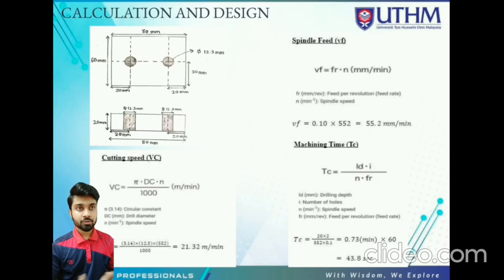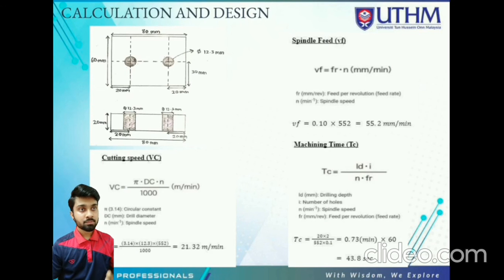Next, I'm going to talk about the design of the product and the calculation. So this is the design of our product we made from the drilling machine. The material that we use is stainless steel and the size of material is 80 times 60 mm. We did 2 holes for this workpiece which are 12.3 mm diameter. The drilling depth we use is 20 mm, which fully makes holes because our workpiece height is 20 mm.